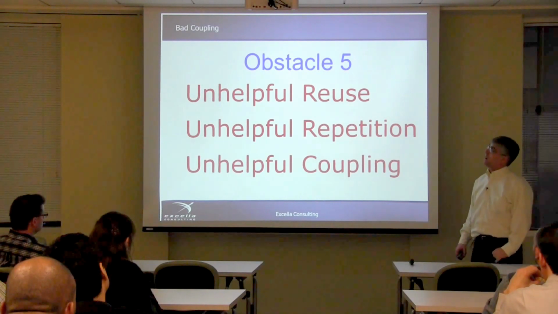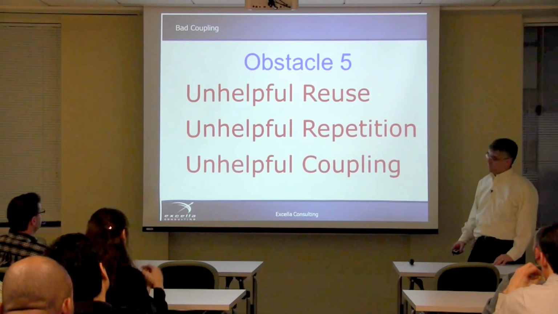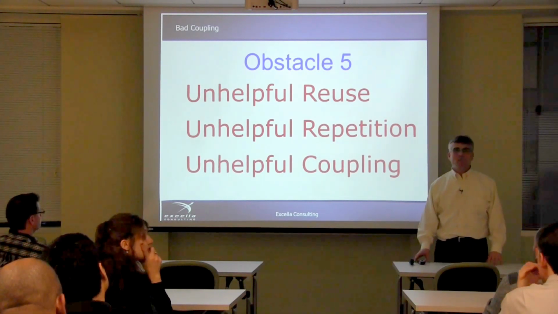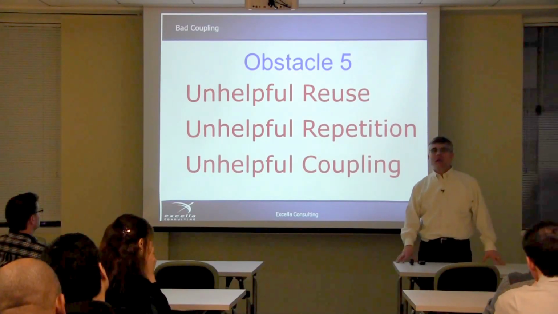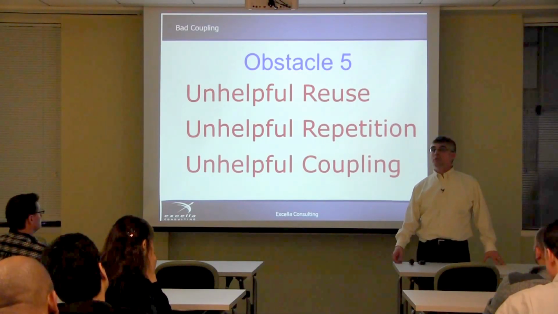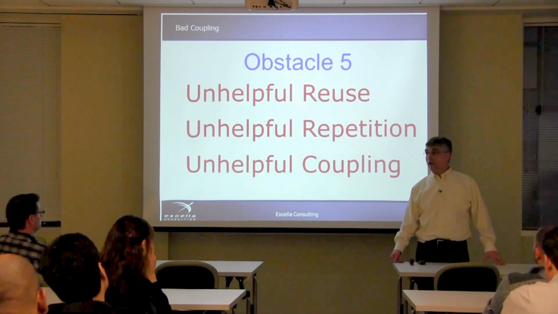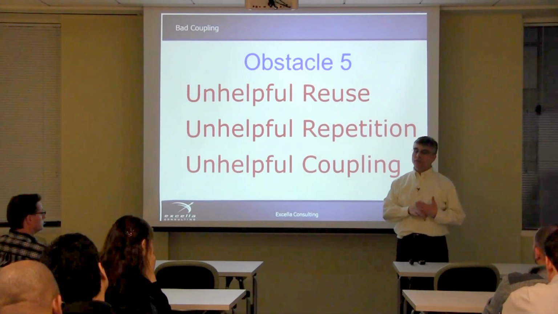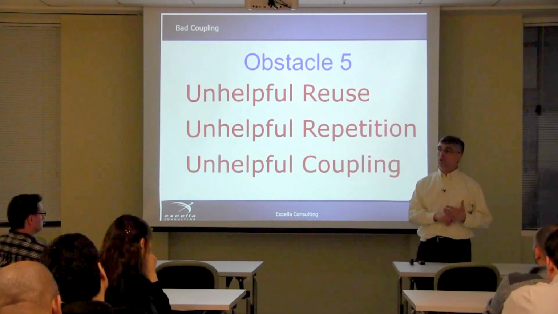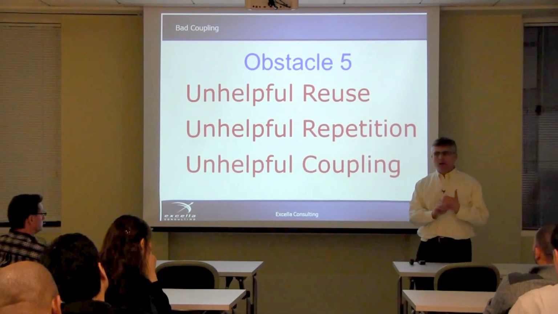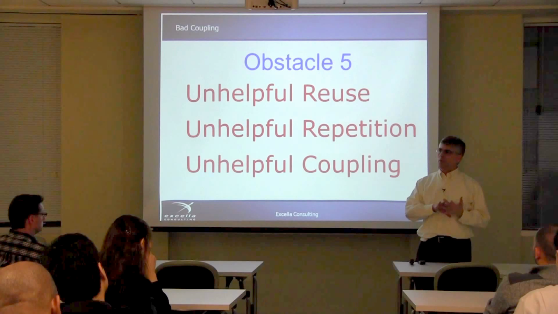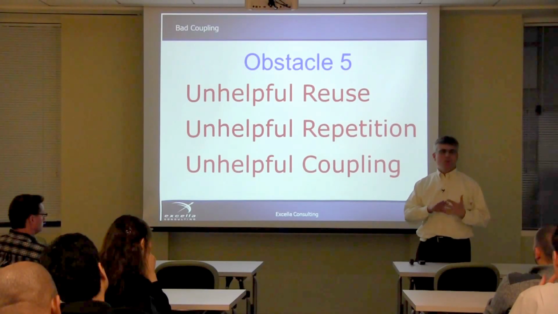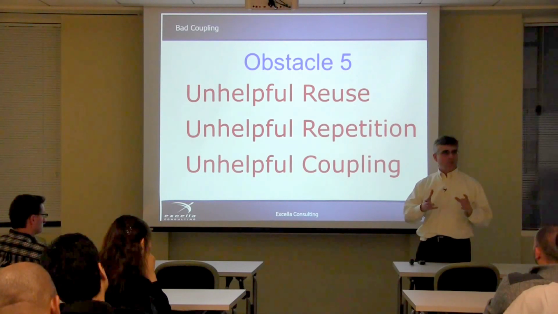So obstacle number 5, I often refer to this one as bad coupling. Oftentimes I'll work with teams and I'll look at their test code and I'll find that they are focused on a lot of the concepts that are important in production code. How do we minimize reuse? How do we modularize things? How do we create the appropriate relationships with things?